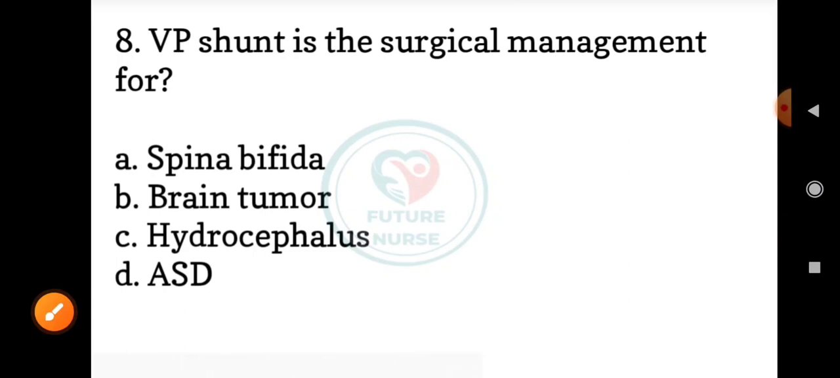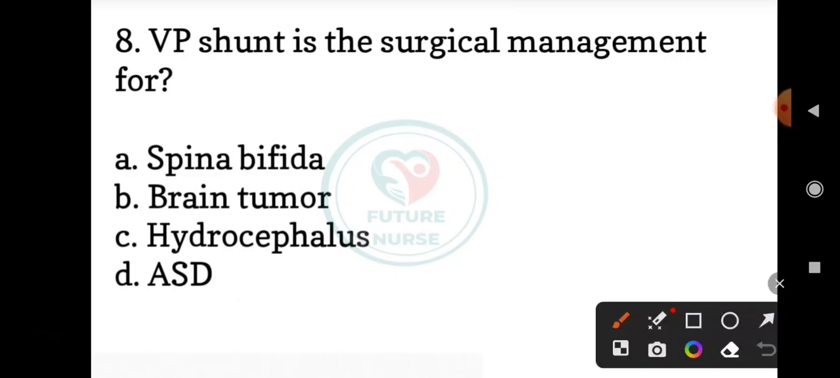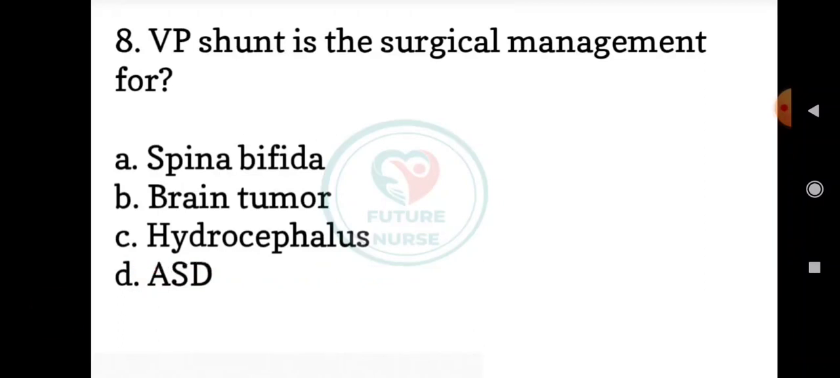VP shunt is the surgical management for. So they are asking the VP shunt is the surgical management for which of the following conditions? Spina bifida, brain tumor, hydrocephalus and AST. So the correct option is hydrocephalus. They will use VP shunt in the management of hydrocephalus.